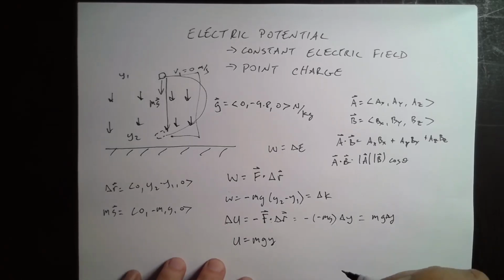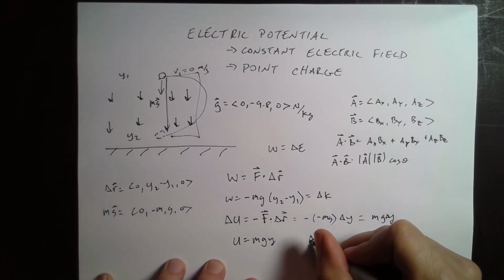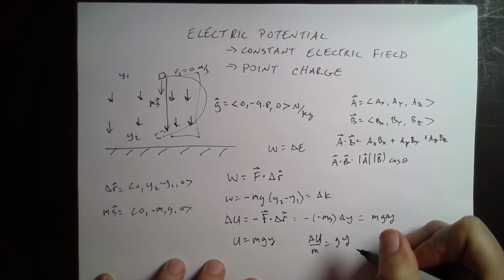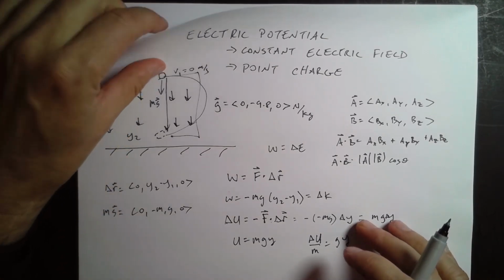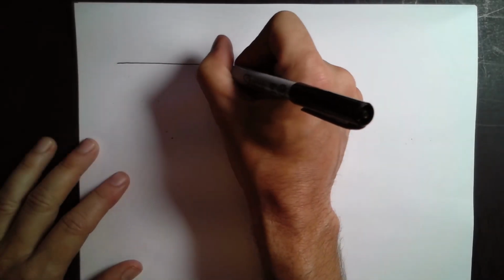Now, one last thing. What if I did the change in potential energy per mass? That would just be g delta y. And we could call that the potential. It's like the gravitational potential energy per unit mass, since gravitational potential energy depends on mass. Okay, let's do the problem again. Now let's say I have this.